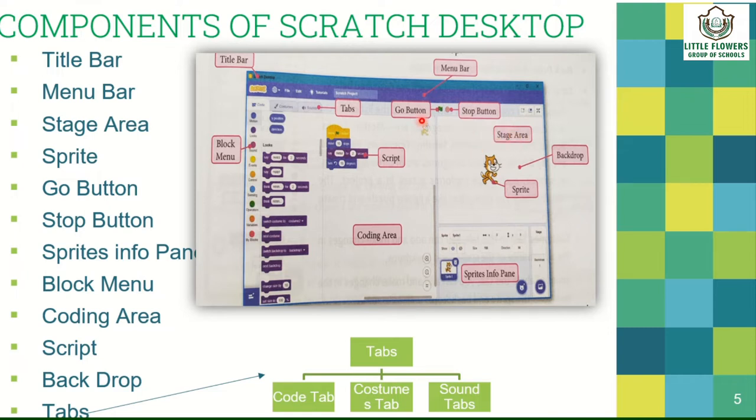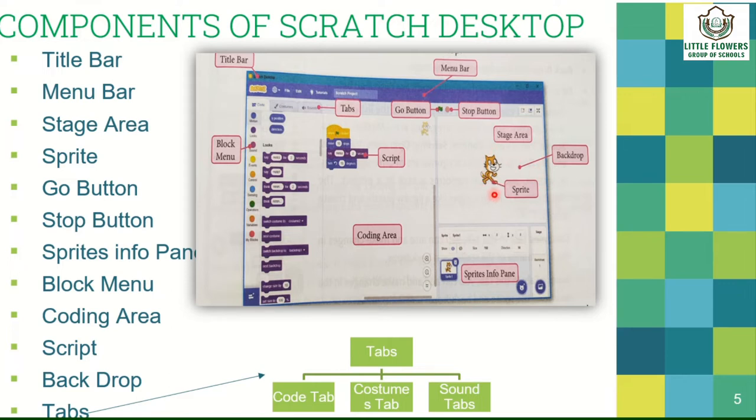Now next we move on to sprite. So this is our sprite. It is the actor who acts on the stage, and a sprite is an object in Scratch that performs functions on the stage area. This is the area where we can write our code, and the default sprite in Scratch is an orange cat. This is our orange cat, and this is the default sprite.